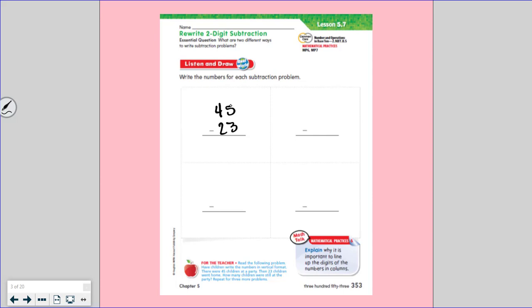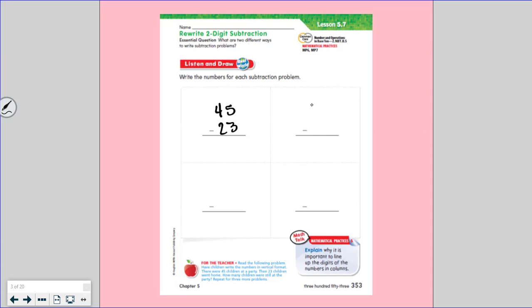Let's try another one. Jamie made 52 cookies for the party. There were 21 sugar cookies. The rest were oatmeal cookies. How many oatmeal cookies did Jamie make?